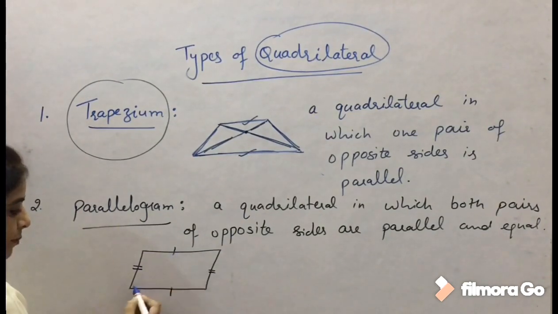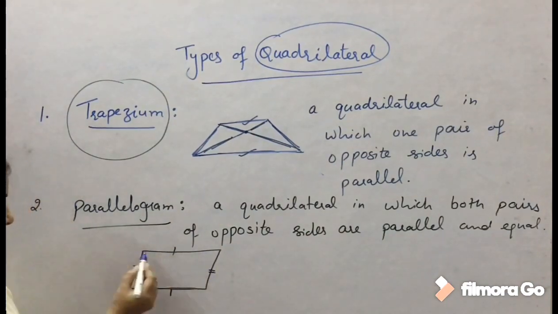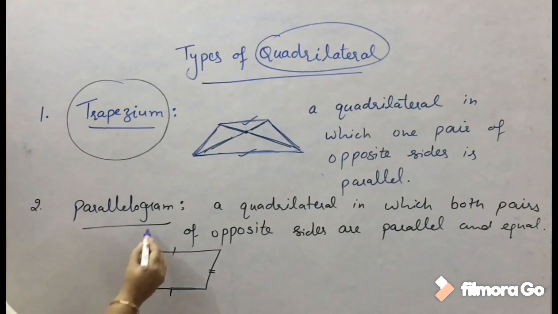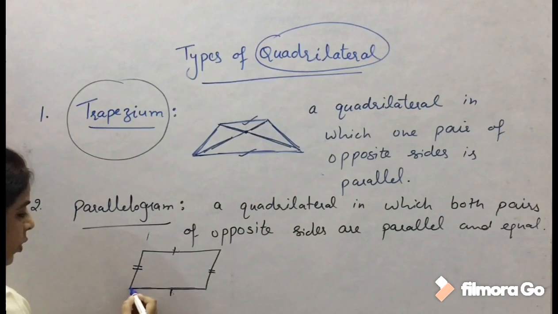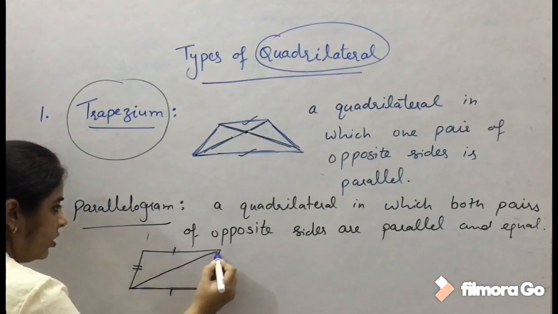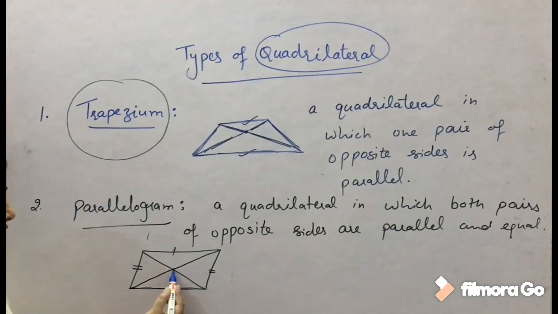See, this is parallel. We are observing when we extend them, it will never meet any side. Same with this pair. So it means both the pairs are equal and parallel. This is parallel to this and also equal. This is parallel to this, also equal. Now we talk about the diagonals. Diagonals are meeting at this point. This is called the intersection point of the diagonals.